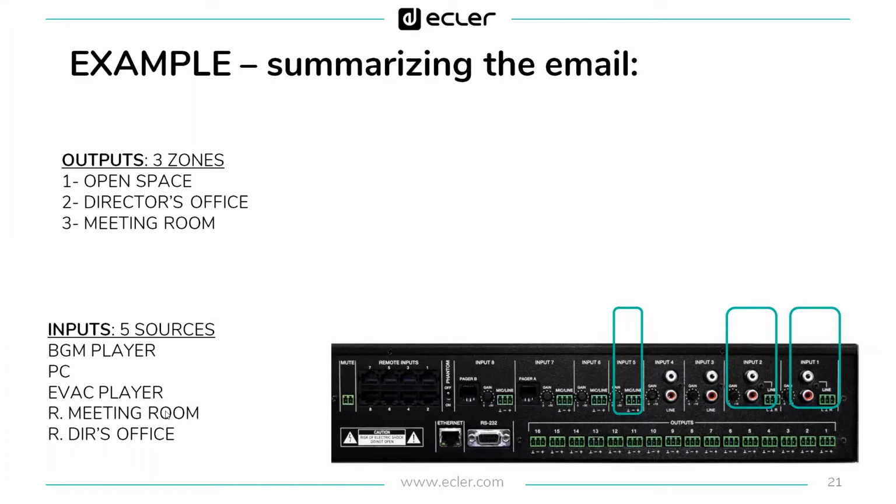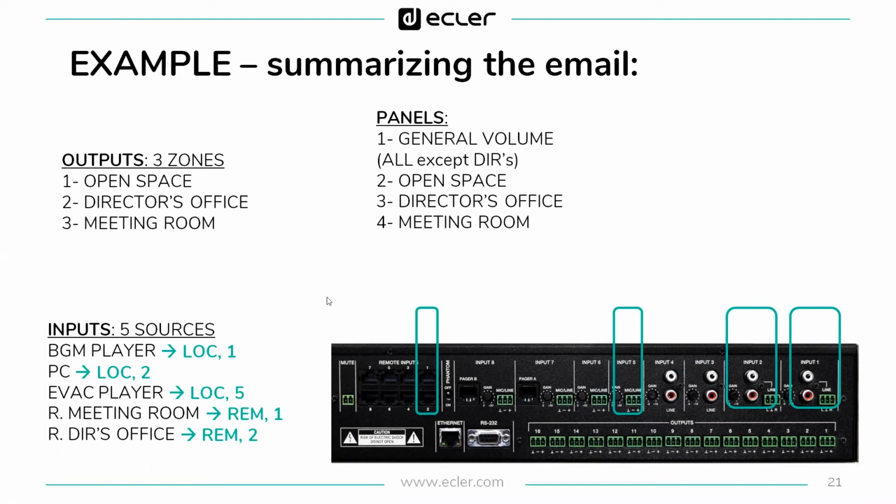And then the remotes. Remotes will be a WPA mix T, that wall panel that is a mixer 2x1, WPA mix T, with talkover, by the way, connected directly to the remote inputs. So remote inputs 1 and 2 will be for the meeting room and for the remote input in the director's office. Okay, the first 3 inputs local, the last 2 are remote. Fine. What panels do we need?